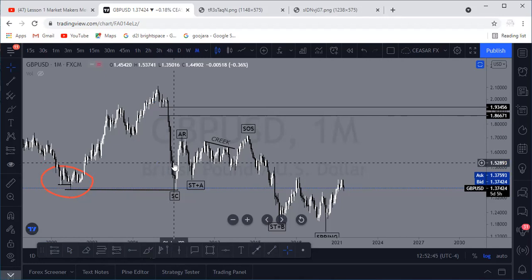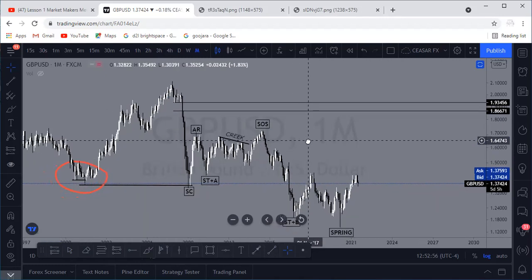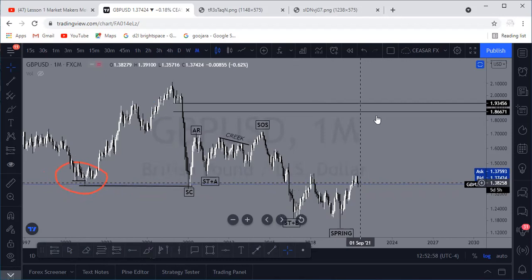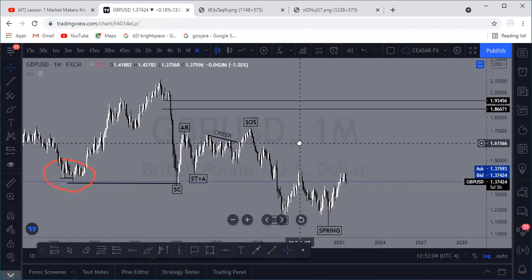The aim of these guys is to take our money. They want to take our money. If they want to move the price from here up until here, they need to start by grabbing liquidity. That is a fact. I've already proven that to you.